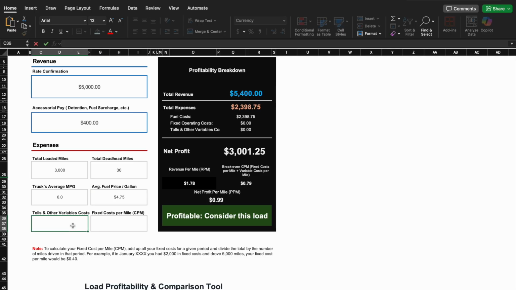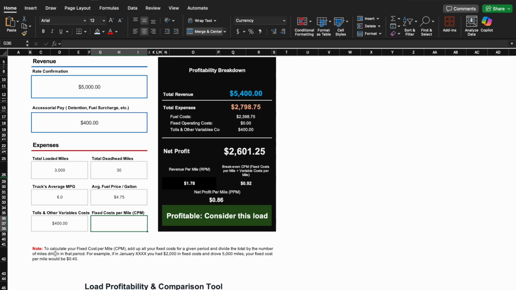Tolls and other variable costs. So these are costs that come with moving your truck. So this would be maybe tolls, maintenance or repair, or parking fees. So let's say you have to spend another $400 on this. So fixed cost per mile. So these are costs that you have to pay regardless of whether you move your truck or not.